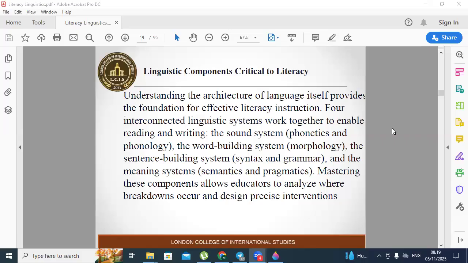Welcome to the second session of our beautiful topic, literacy linguistics. And we'll continue with linguistic components introduction.